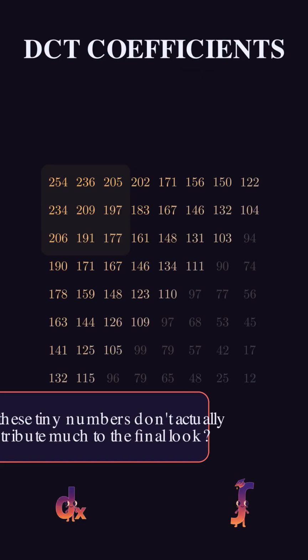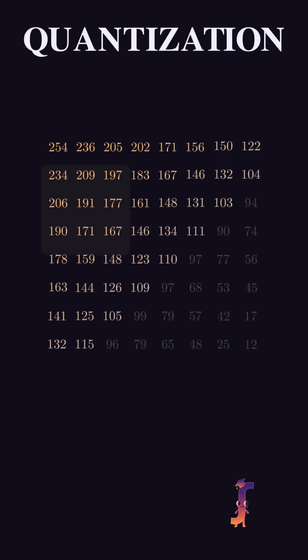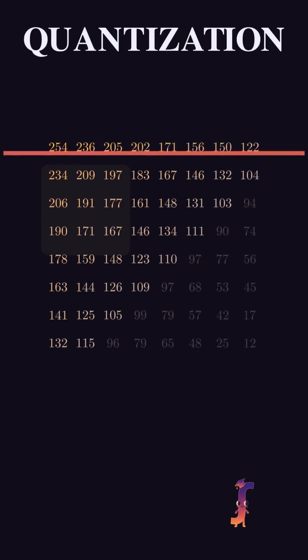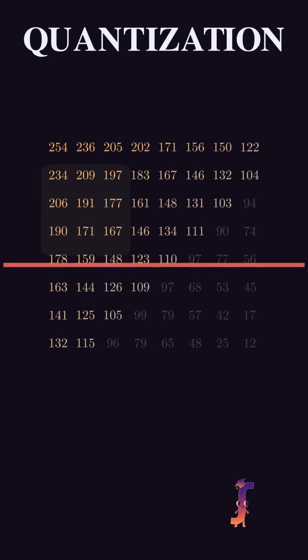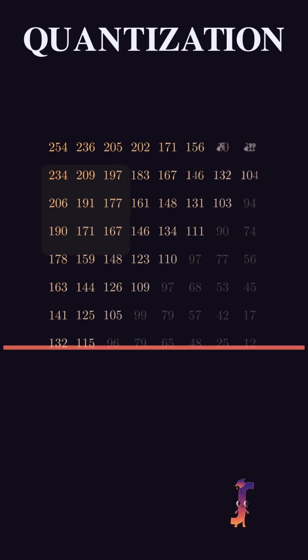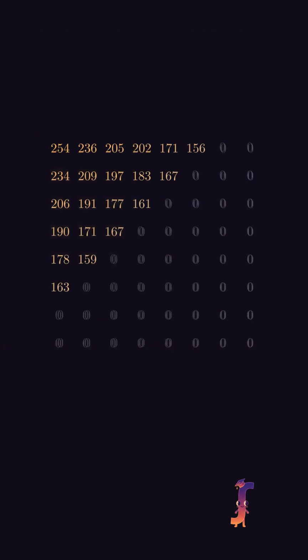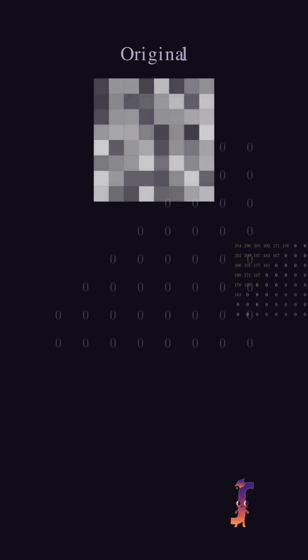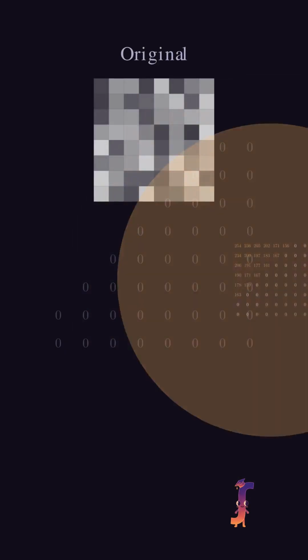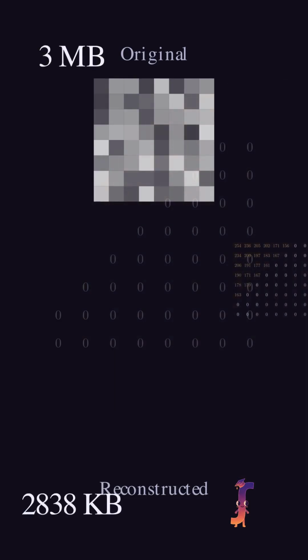So these tiny numbers don't actually contribute much to the final look? Since humans struggle to see fine spatial noise, we can aggressively zero these out. This is quantization. Most of our data is now gone, leaving only the essential recipe behind in the top left corner. Reconstructing the block shows it looks almost identical to the original. This trick shrinks a 3 megabyte file down to 100 kilobytes. That is the math inside every JPEG you have ever seen.